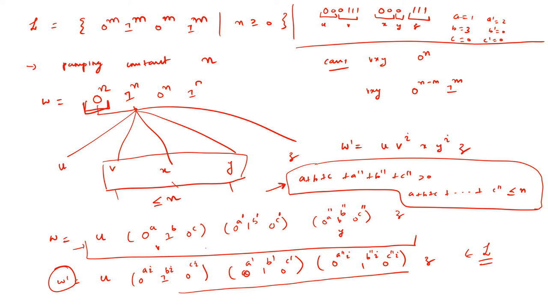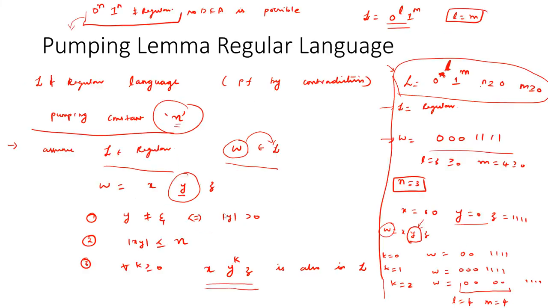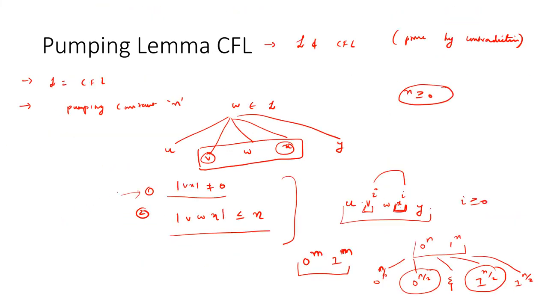Now we have to incorporate the pumping lemma constraints. What are the constraints? Length of vx should be not equal to 0, or length of vx should be greater than 0, and length of vxy should be less than or equal to n.